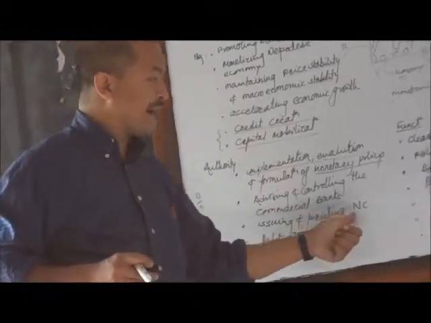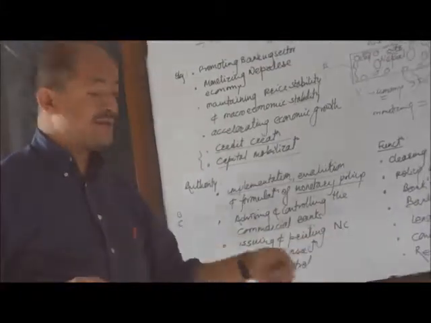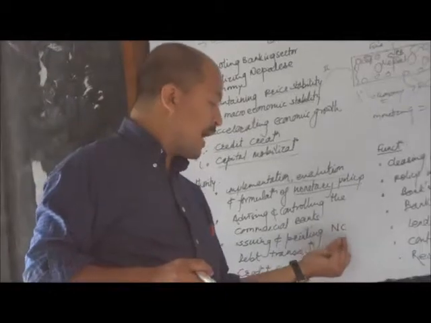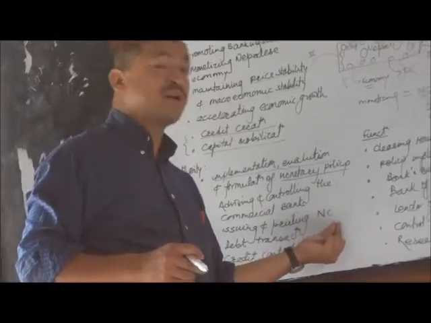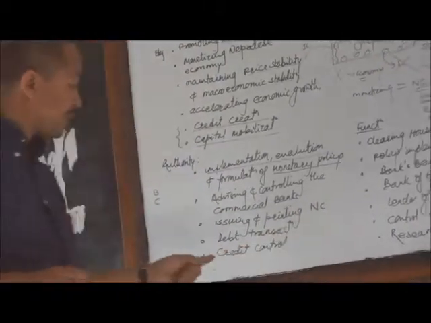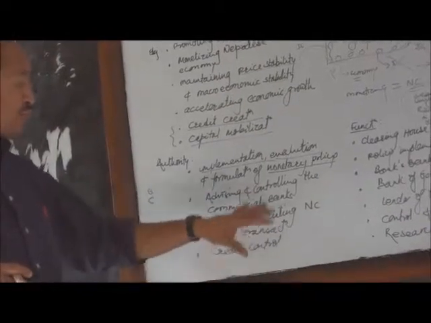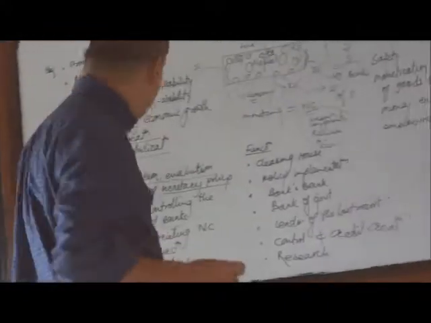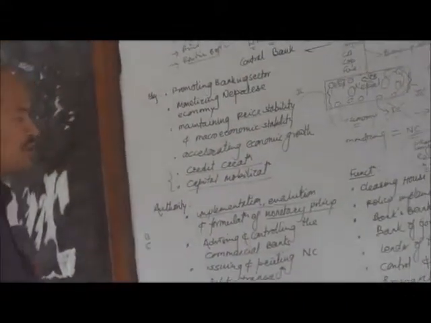Issuing and printing notes is the central bank's major concern. The central bank has the responsibility to monetize the economy of the whole country by issuing, printing and circulating the Nepali currency. Transaction and credit control are also the authority of the central bank. Now, what are the functions of the central bank?